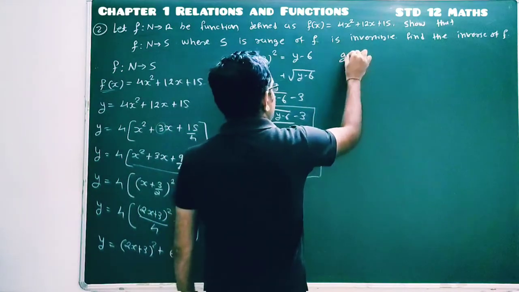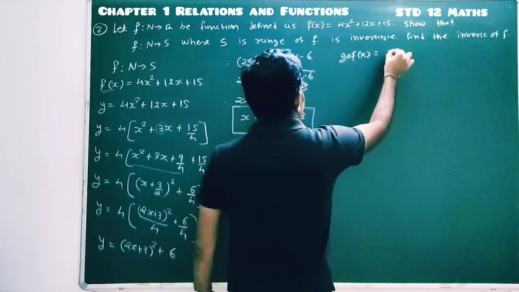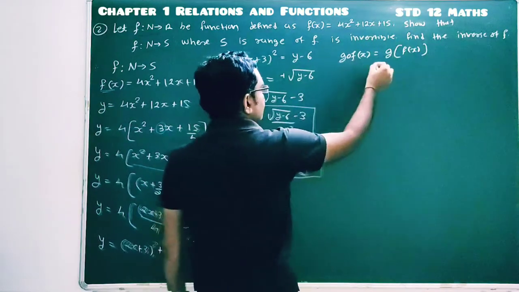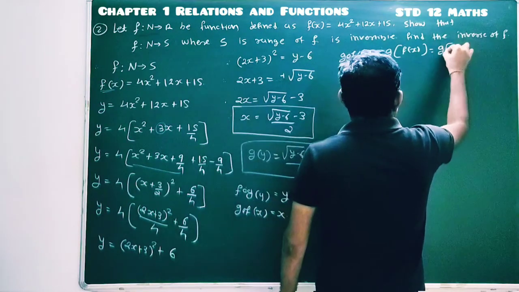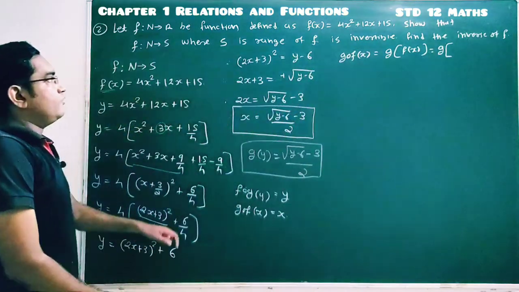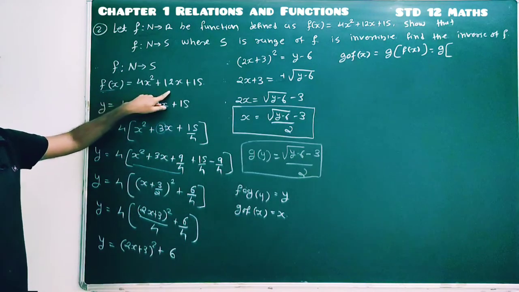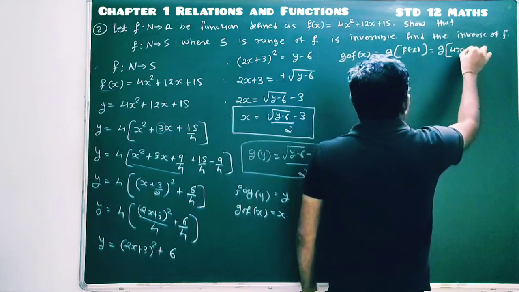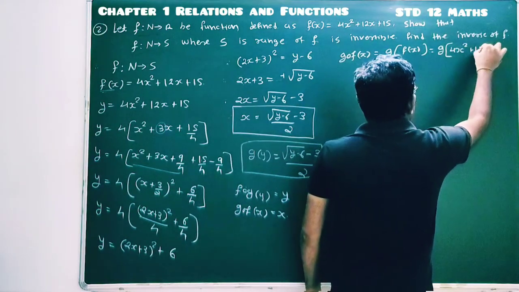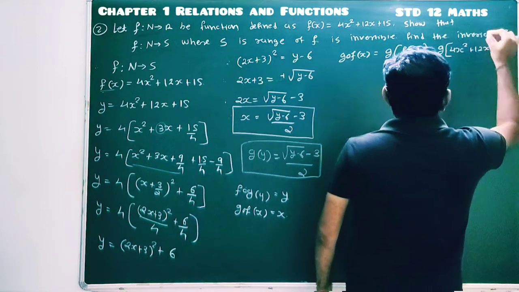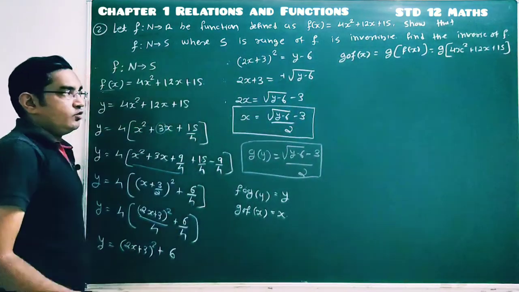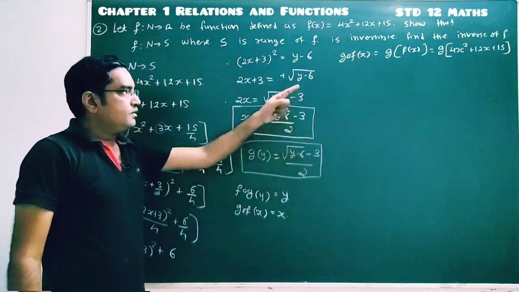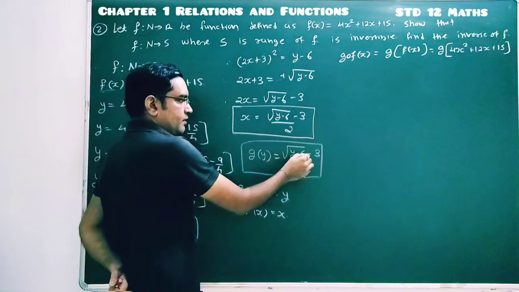So what is gof x? Gof x equal to g of f of x. So what is our f of x? F of x is the definition of this function, 4x square plus 12x plus 15. So this is g of 4x square plus 12x plus 15. G of y is nothing but the square root of this one. So g of y is square root of y minus 6 minus 3 by 2.